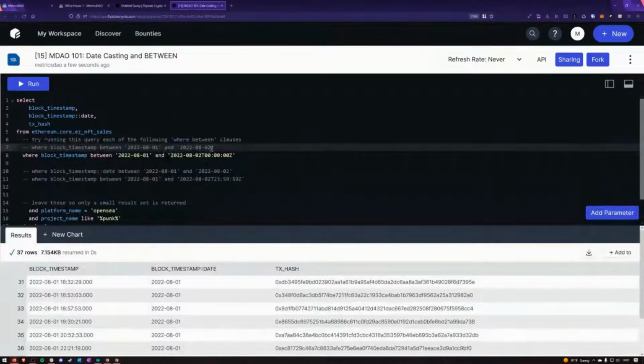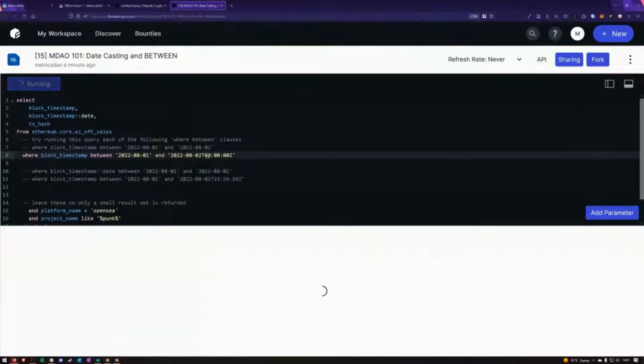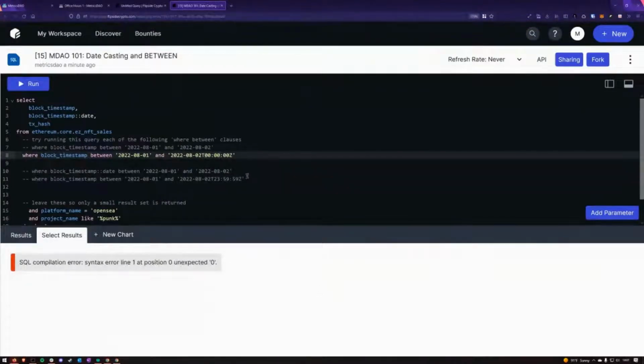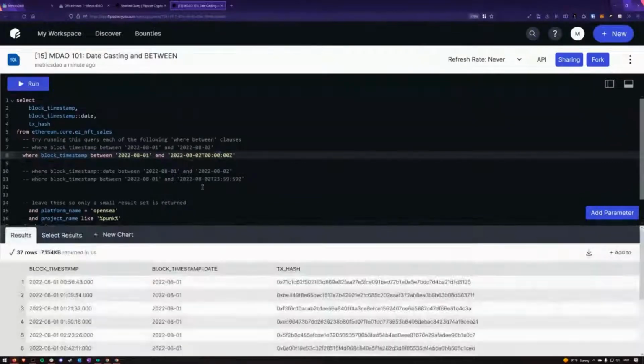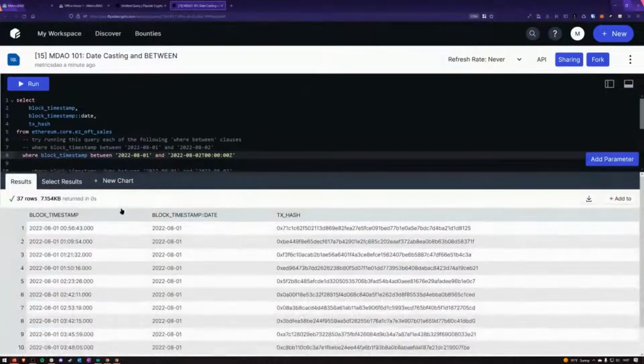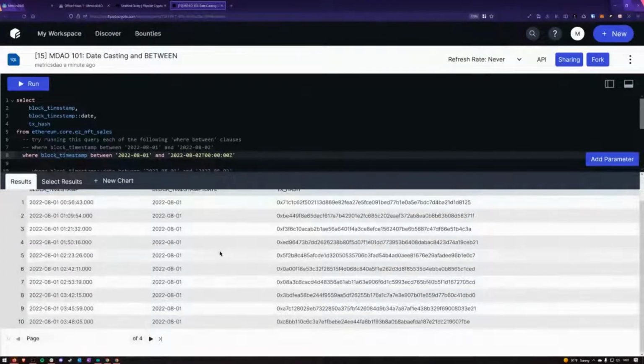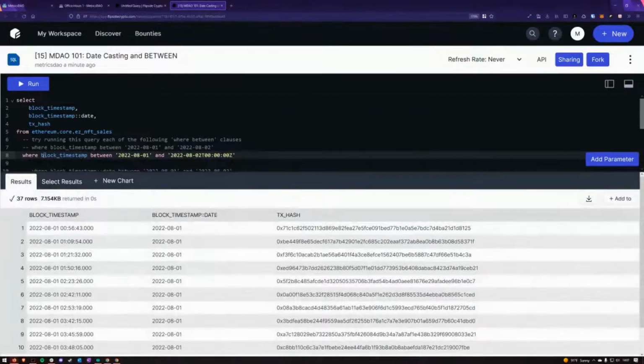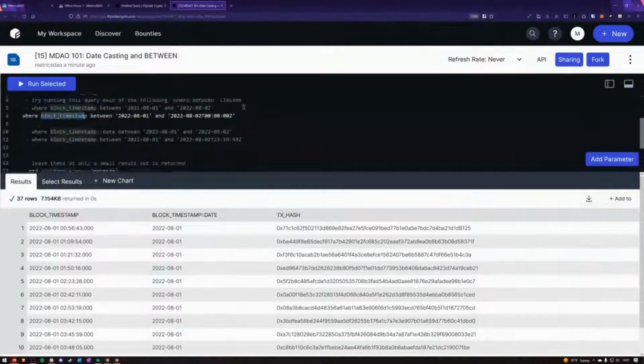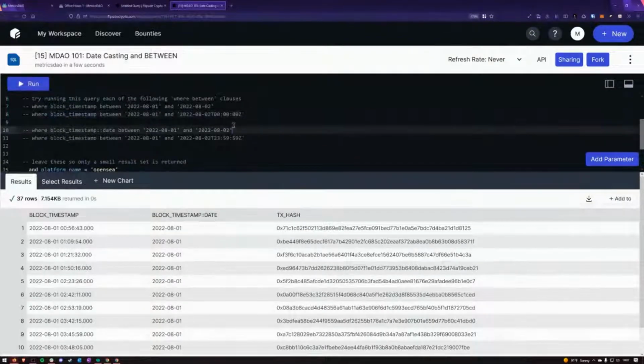Basically, it's inferring this 8.2 to be at midnight. So when we run it by actually hard coding in midnight, run it again, we get those same exact 37. The problem is that you're comparing a timestamp to two different dates. So two ways to get around that: either straight up cast the timestamp here, block timestamp, to a date, and then you're comparing between like data types.